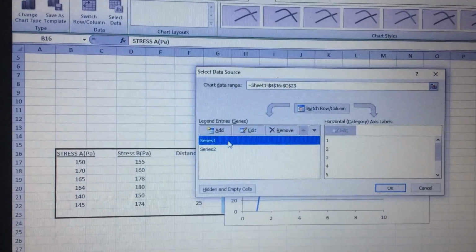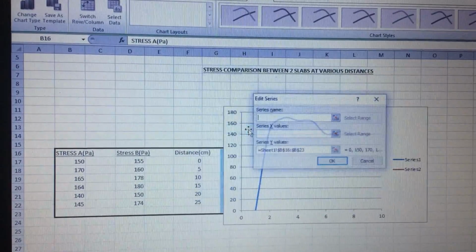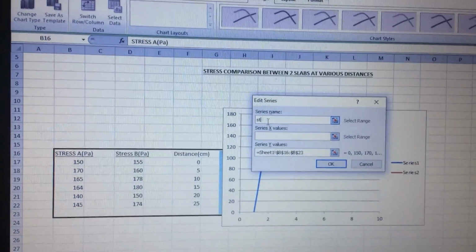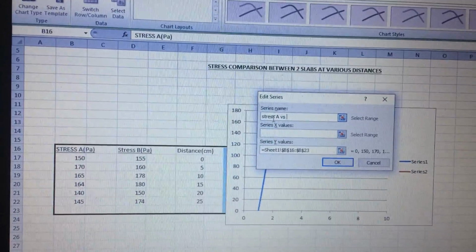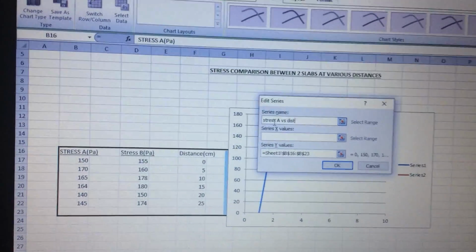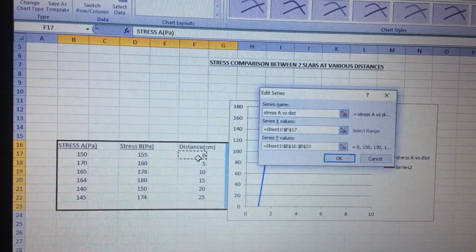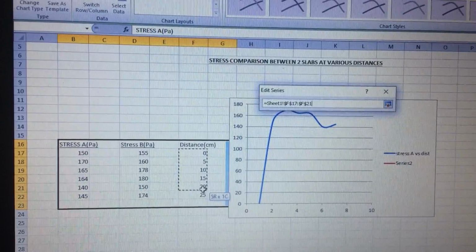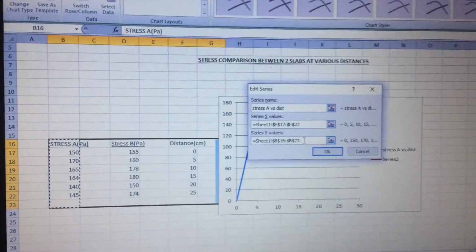So now for the series 1, let's edit. This will be for A, stress A versus distance. The x values are the distance values, and the y values, the stress values.